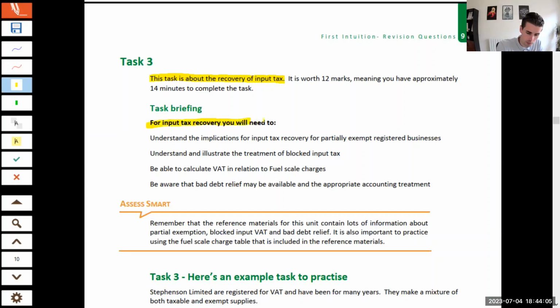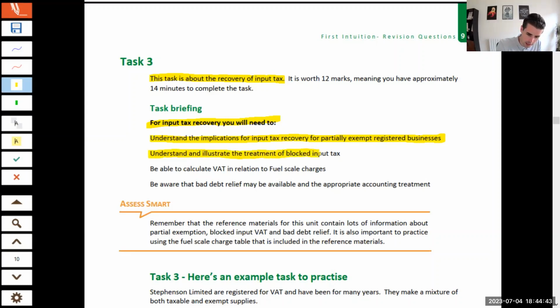So what do we need to do? Well, we need to understand the implications for input tax for partially exempt registered businesses. Now, again, it sounds like a mouthful, and to be fair, this is one of the areas that wasn't in the previous iteration of this, that was indirect tax. But again, I'm going to say it a million and one times, you're going to be sick of me saying it by this time next week. All these different partial exemption rules are provided in the reference material, okay?